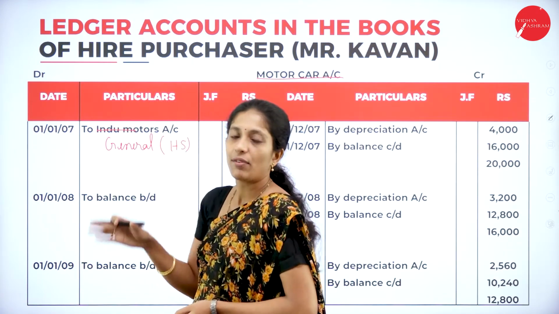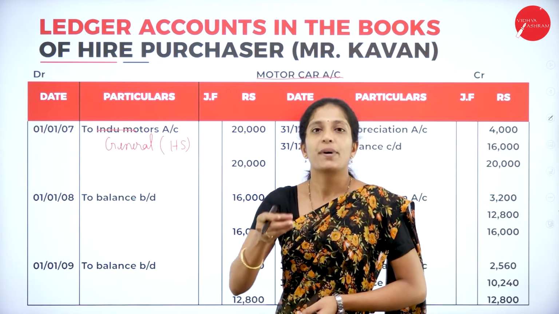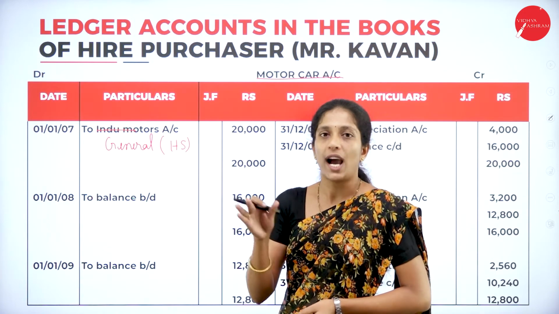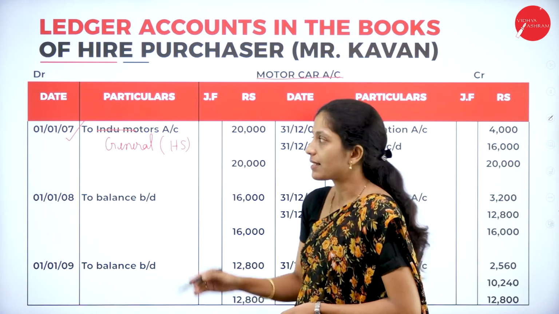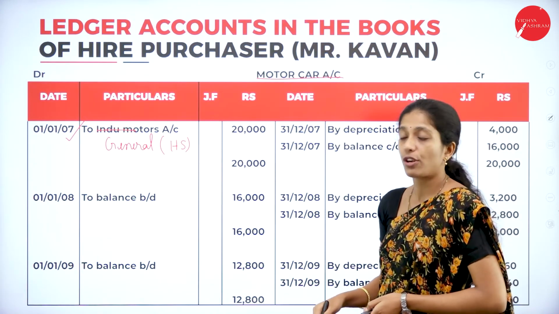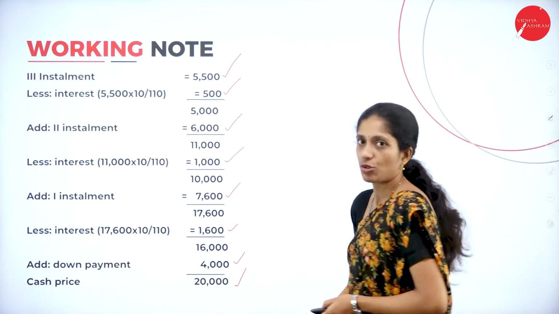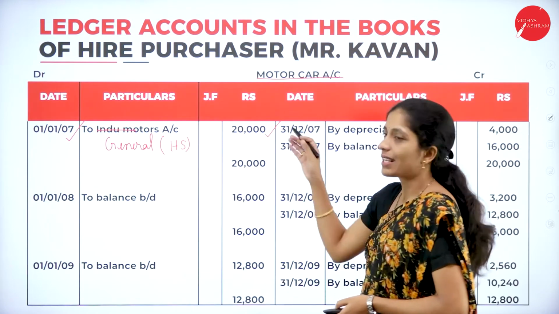So what is the entry when the asset is purchased? Your first entry in the first year is purchasing of the asset. Asset account debit to hire seller account. That is, on purchased on 1/1/2007 to General Motors account. What is the cash price of the asset? We have already calculated, right? The cash price of the asset is 20,000. Write that 20,000. So this is the cash price.